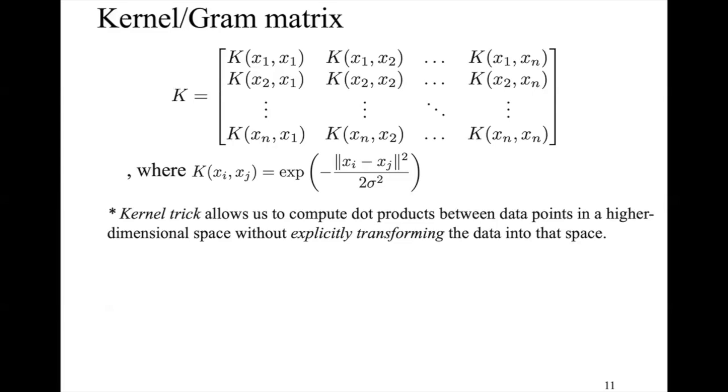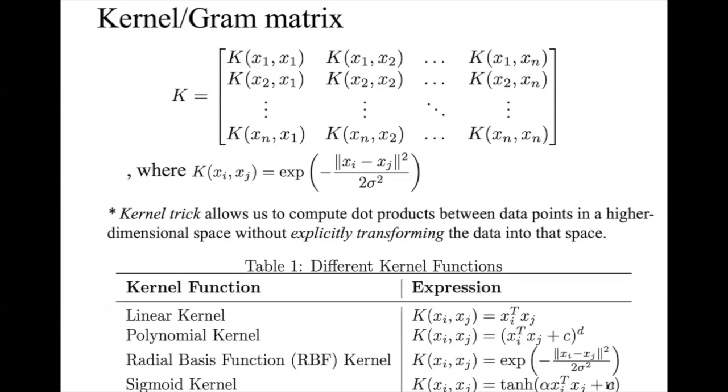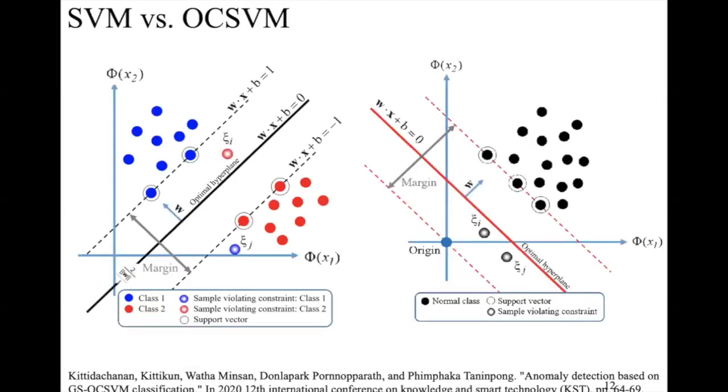Due to the kernel trick, we don't need to explicitly transform the data into the higher space. We just need to compute the dot product between two points in the higher dimensional space. This shows the different kernel functions, and the mostly used ones are the linear kernel and maybe the RBF kernel. Now let's talk about the difference between the SVM and OCSVM, because our recent work is based on the OCSVM, the one-class SVM.